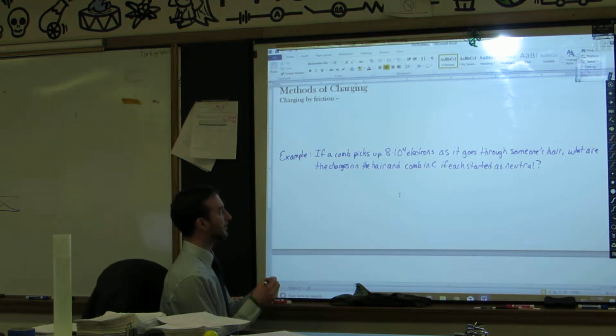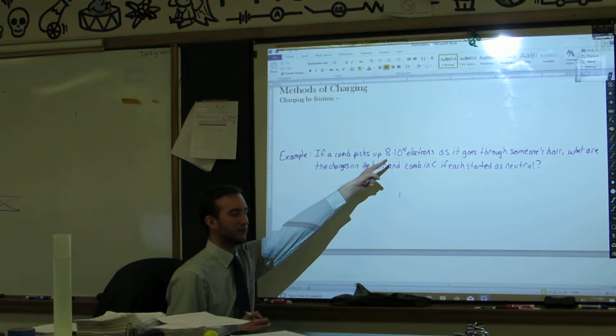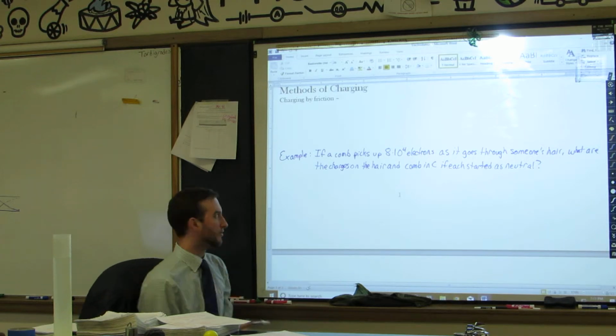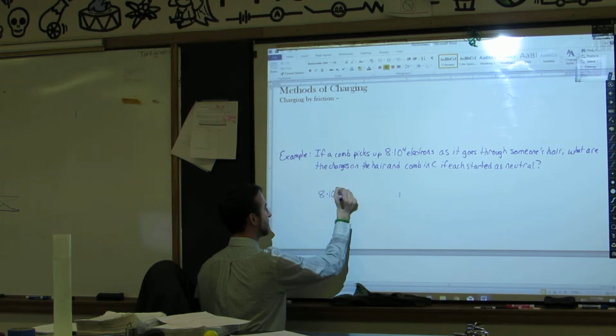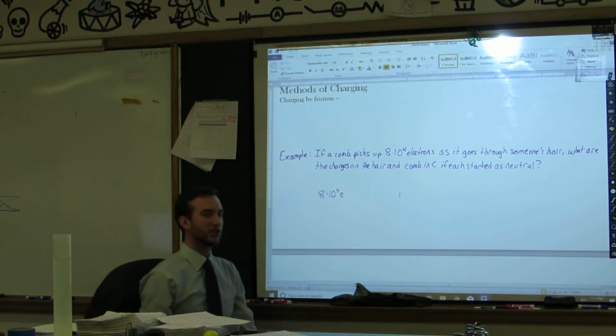First thing we need to do is figure out how many electrons got moved. How big of a charge is that in coulombs? Very easy to do. This is just a unit conversion problem. 8 times 10 to the 4th elementary charges, okay?